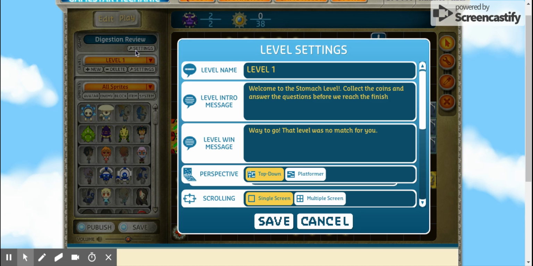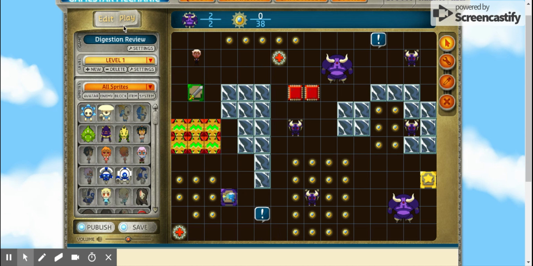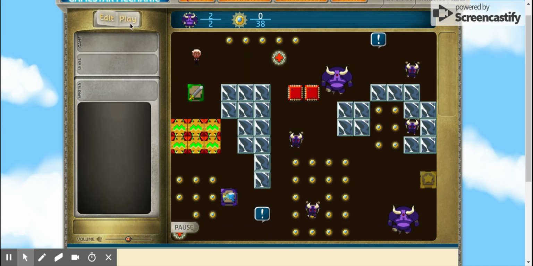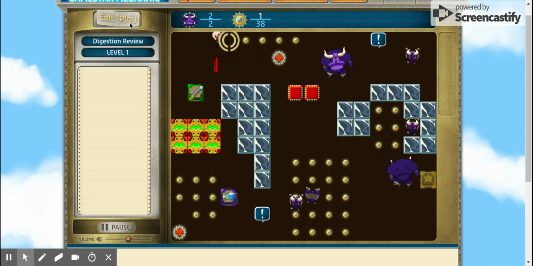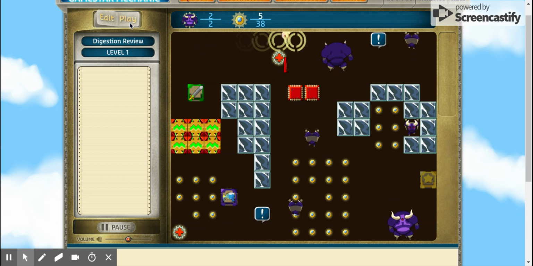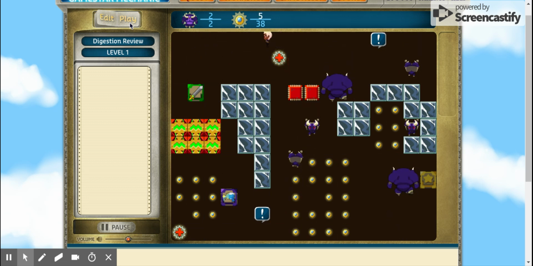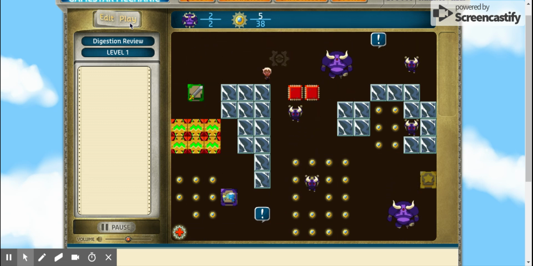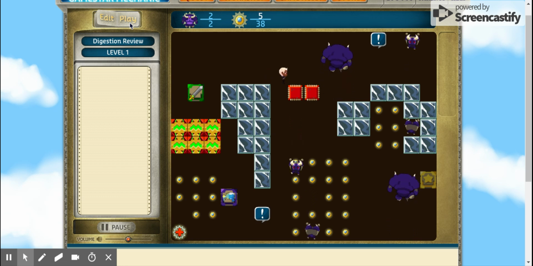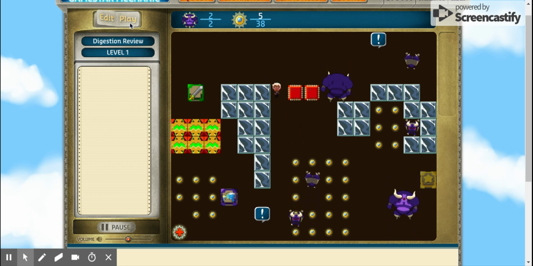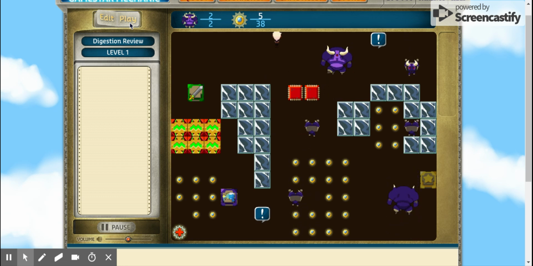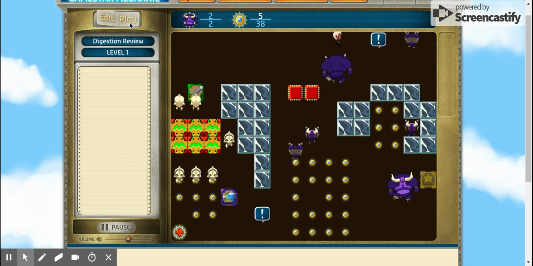I'm in my settings. This level 1 says welcome to the stomach level. Collect the coins and answer the questions before we reach the finish. So just to test out this game, if I was to play, I have my avatar here walking around on the map. Students would be aware from the directions to collect the coins and answer the questions. They see that there is no time limit here so that they can go at their own pace.